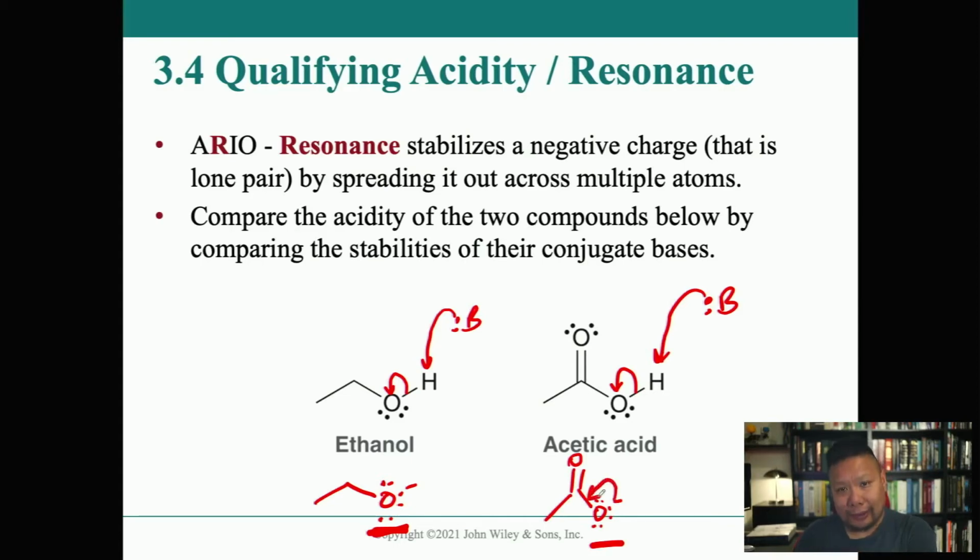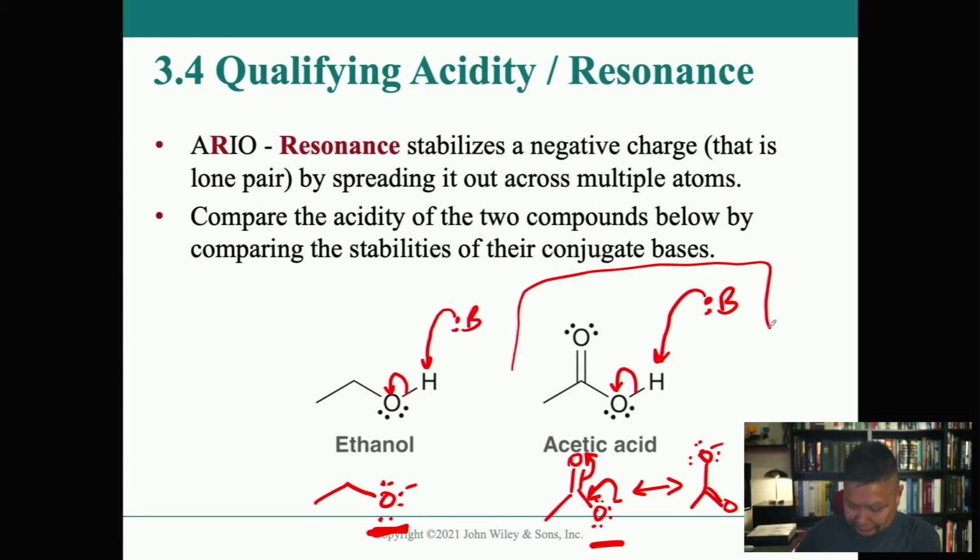That negative charge can go down there, forming a double bond, pushing the electrons from the double bond of the carbonyl into the oxygen, giving you this resonance structure. So which one do you think is more stabilized? And which one do you think is a stronger acid? Well, this one is, because it can be resonance stabilized, and it's a stronger acid. Let's see if we're right.